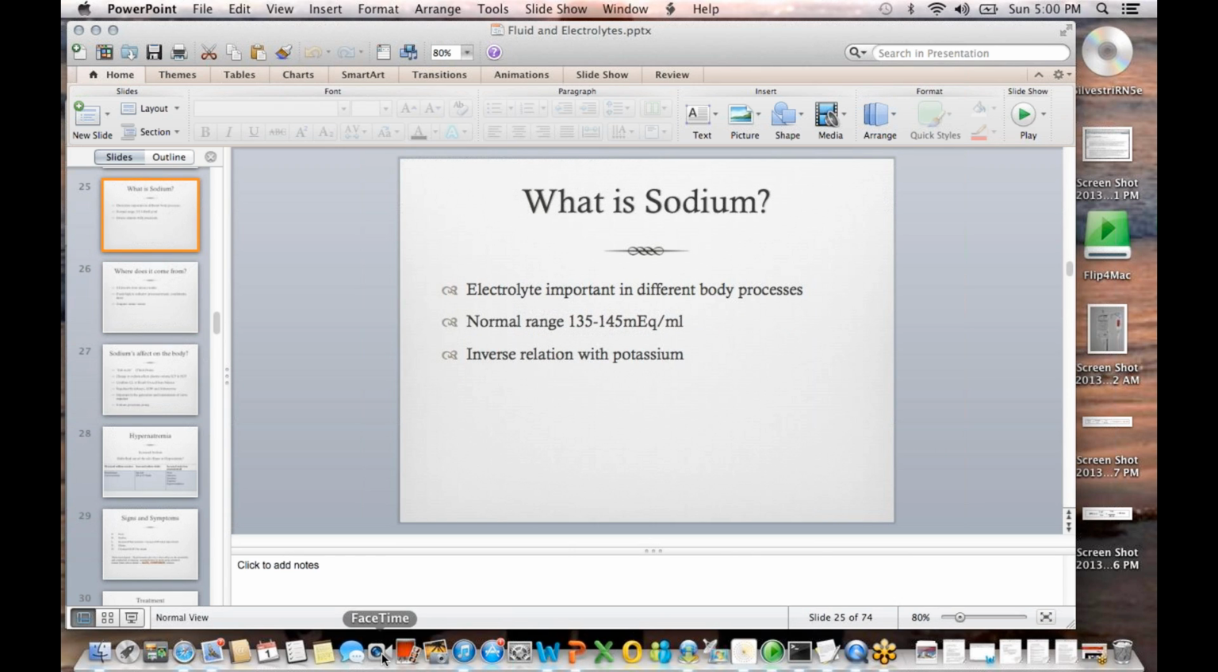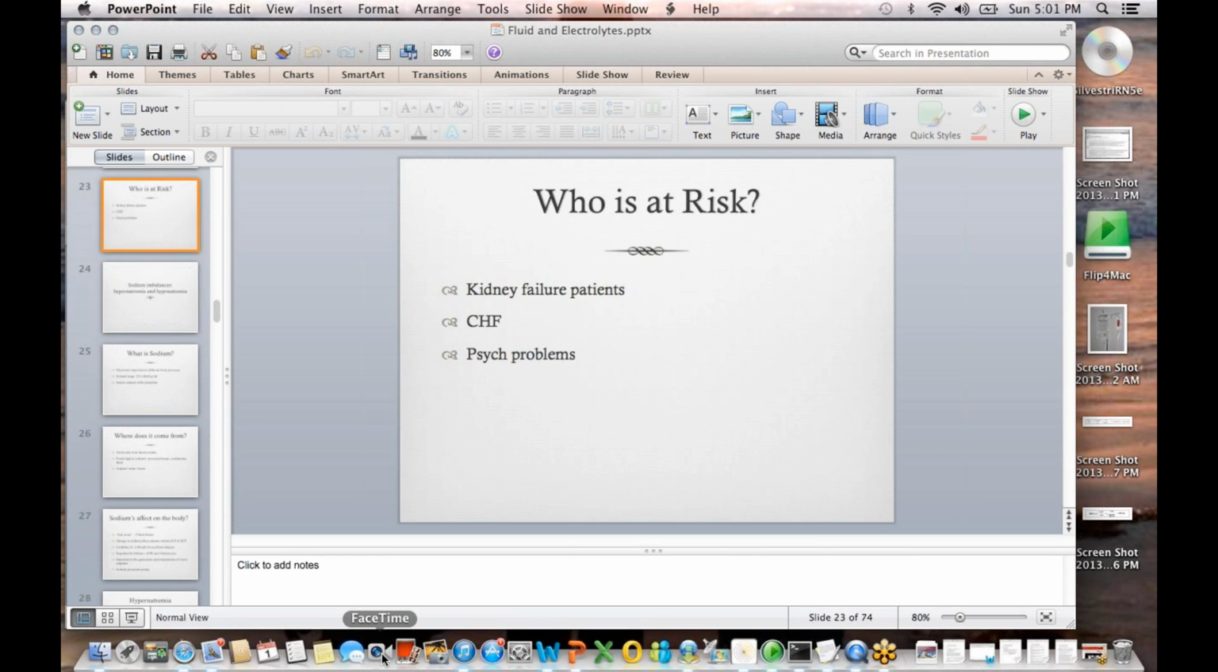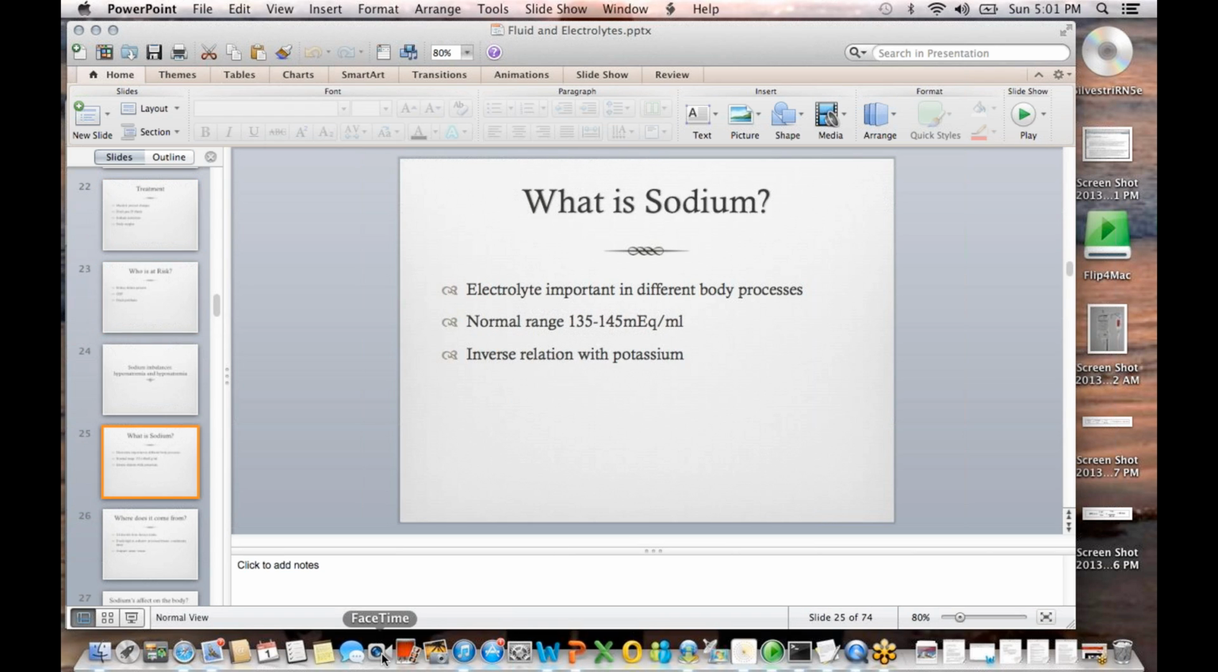Sure, go ahead. Yeah, it's mainly also because of the psych medication. Some of the psych medication cause SIADH, and that's how they're affected also. That's another reason. It's highly correlated with hyponatremia. Yeah, we were talking about fluid volume overload.